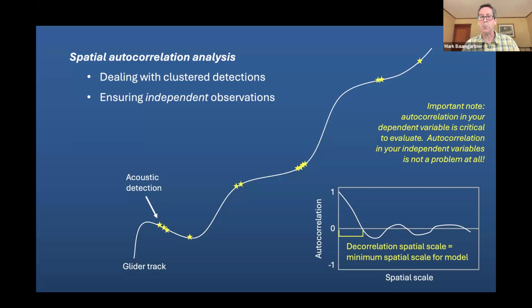If that variable is in fact important, the model will bear that out, and as long as you've dealt with the autocorrelation in the dependent variable, your p-values will be completely unaffected by whatever spatial scale your independent variables vary over.